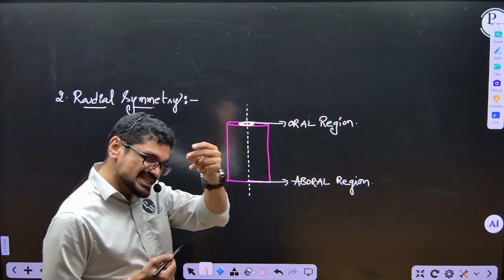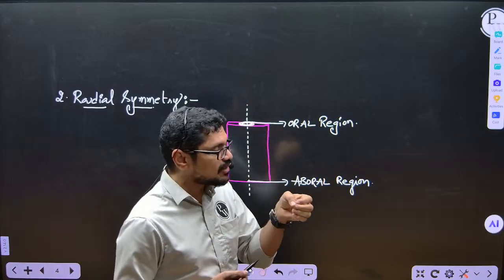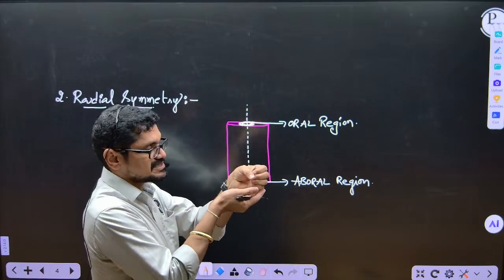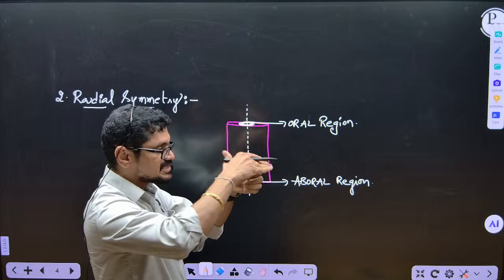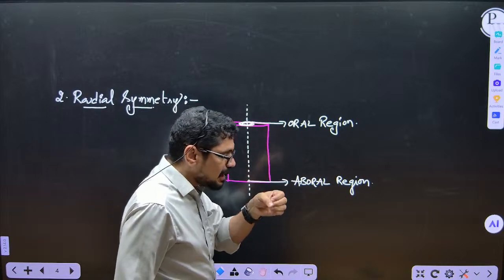Now, my dear friend, just imagination is required. Science is nothing but imagination. We have to imagine. Now, imagine this is an animal. This is the oral region. This is aboral. See, this is oral. This is aboral. Now see how I am seeing the animal.